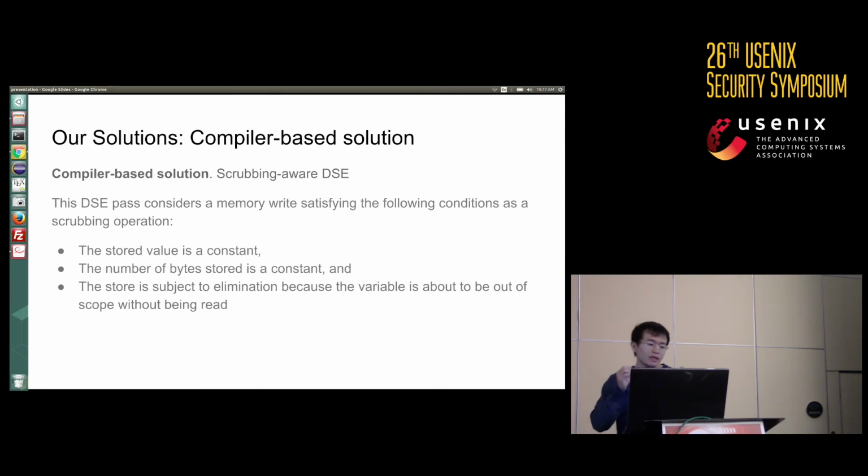Although our dead store elimination pass cannot help when the developer doesn't know the need to scrub sensitive data, our pass can help when the developer forgets to use the reliable scrubbing function, which we believe is not uncommon, as is shown by our case studies.